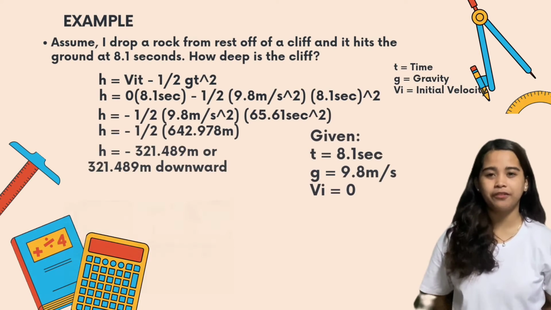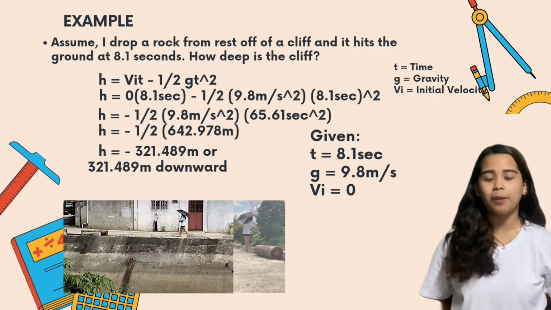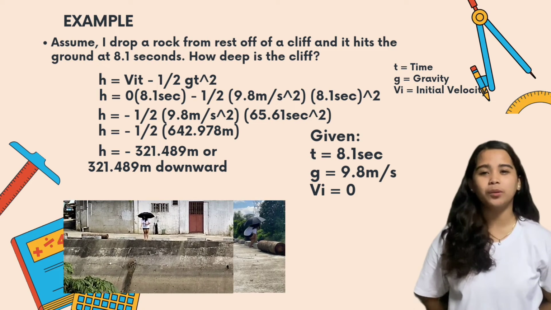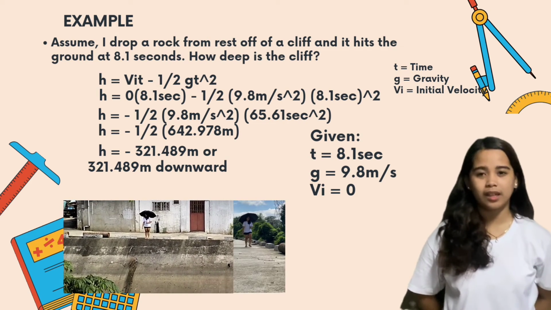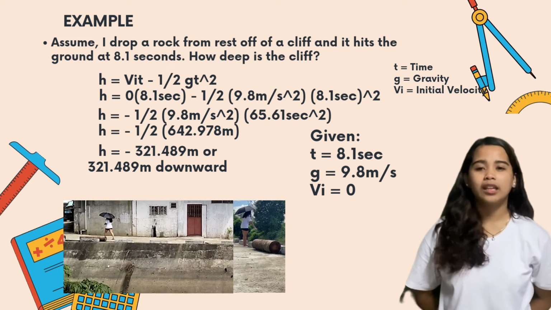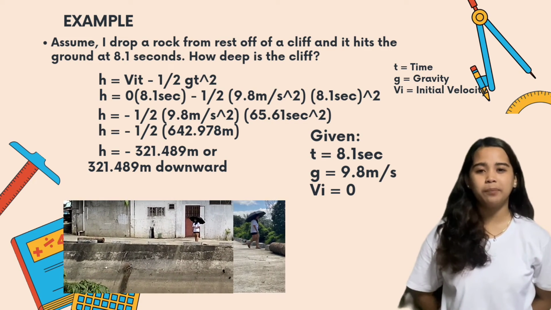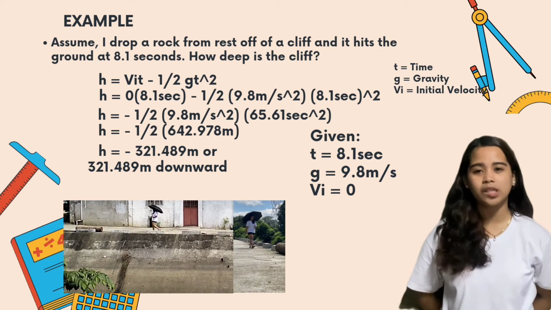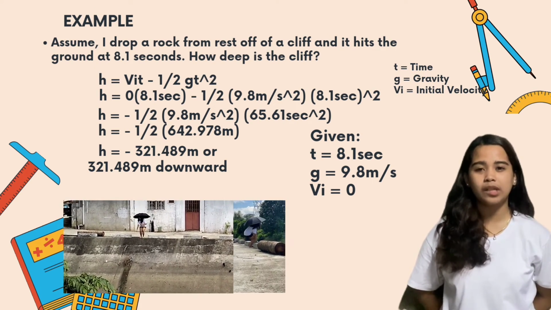Example of free fall. Assume I drop a rock from rest off of a cliff and it hits the ground at 8.1 seconds. How deep is the cliff? First, identify the given in the equation. The given are time is equal to 8.1 seconds, gravity is equal to 9.8 meters per second squared, and initial velocity is equal to 0.